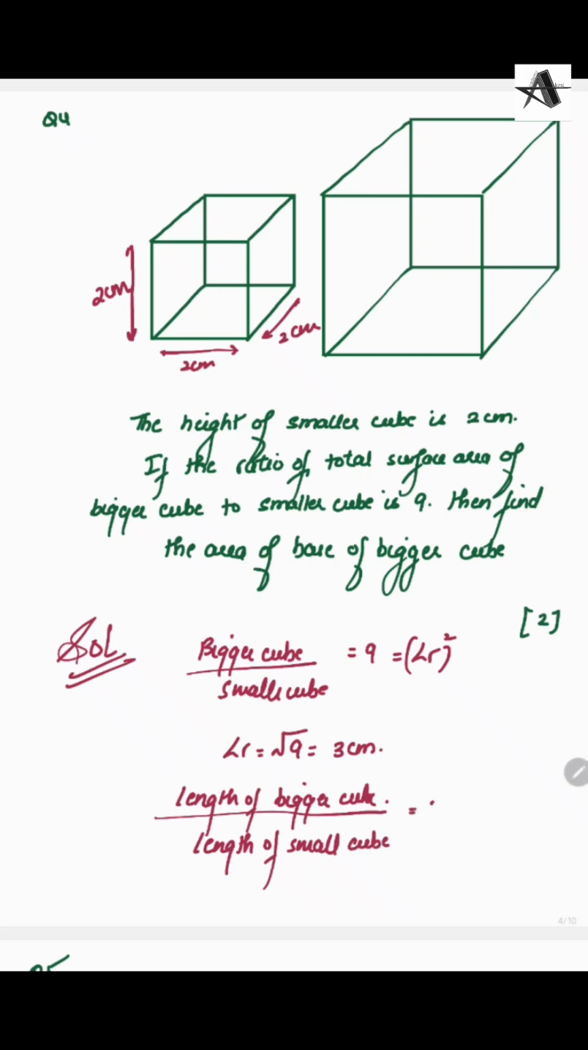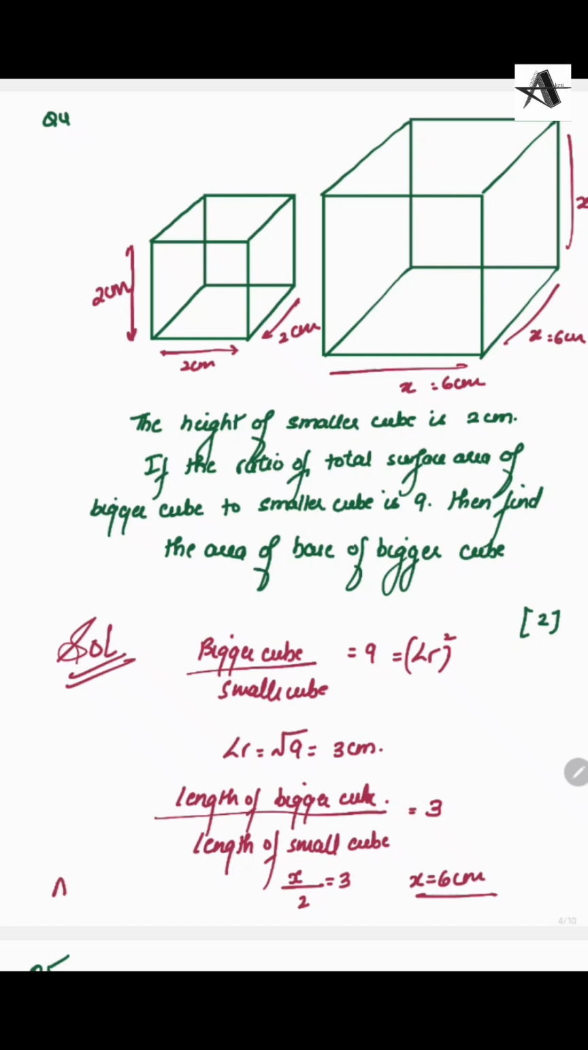This is equal to 3. So length of bigger is, let's say this is bx, this bx and this bx. So this is x, smaller is 2, 3. From here I'll get each one as 6 centimeters. So if this is 6 centimeters, this is 6 centimeters, and we know that the base is a square.